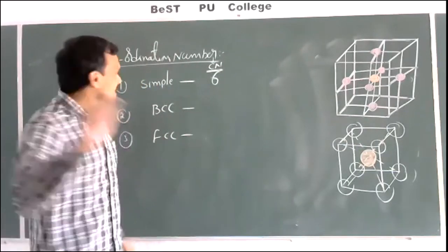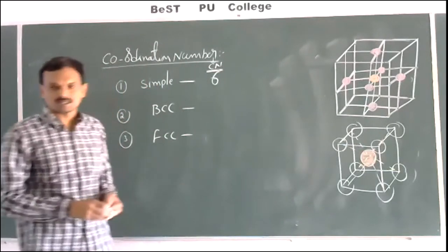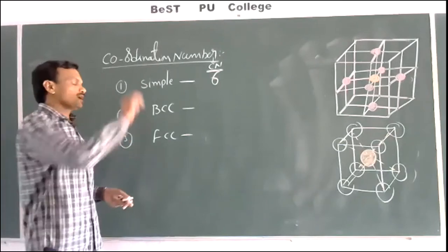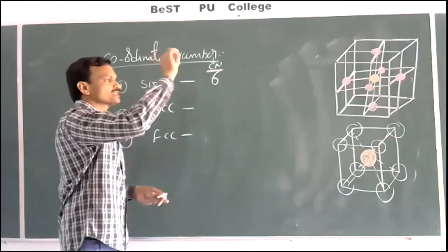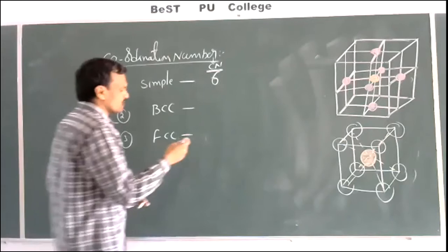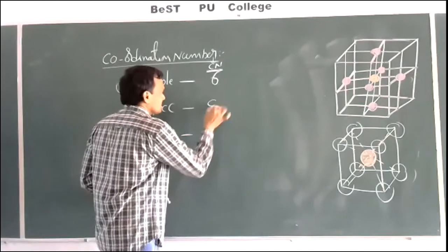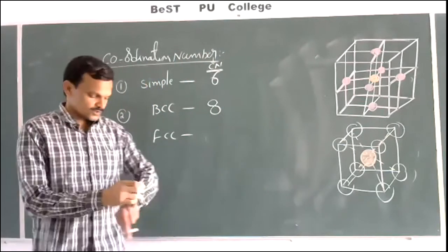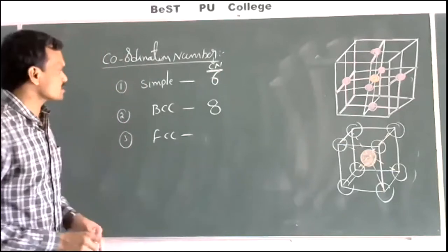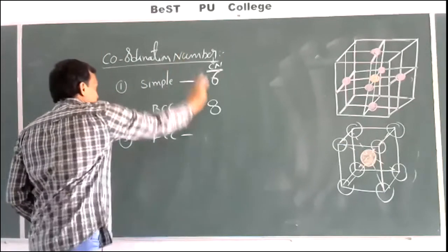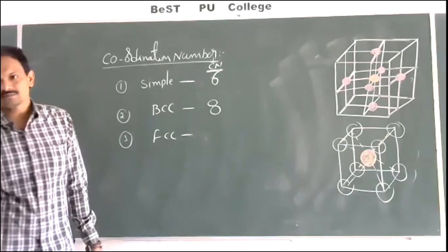That means if you select any particle at the body center or any particle in the BCC lattice, each and every particle is surrounded by 8 other particles. So the coordination number of the particle in the unit cell is 8.